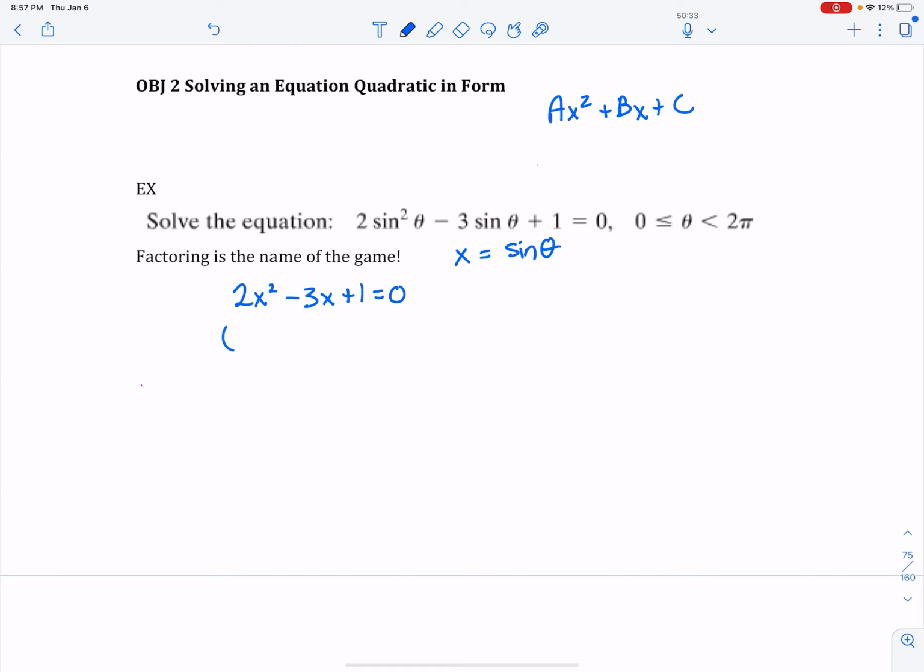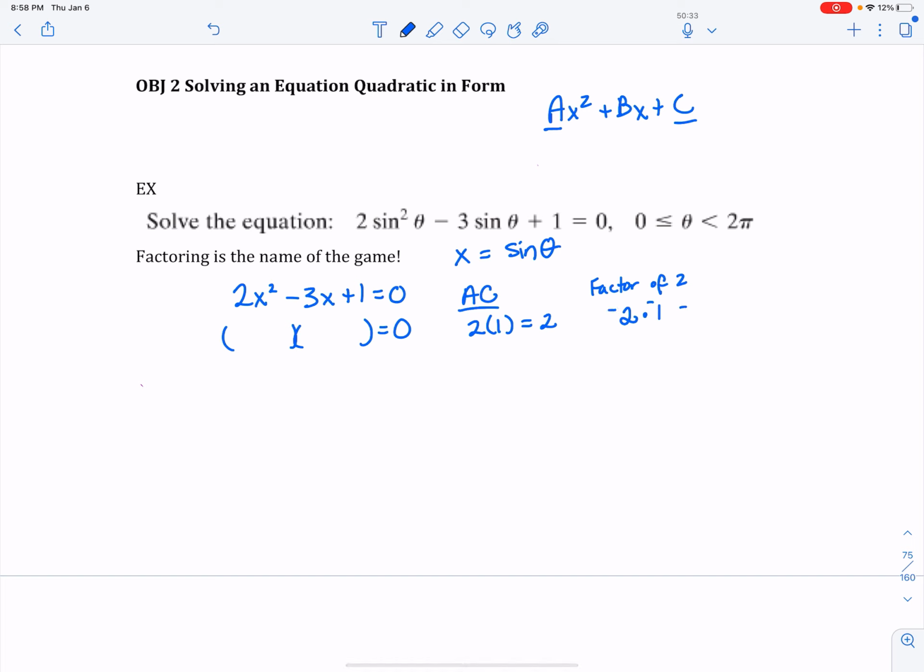At this point, you can use the guess and check method, which I call the brute force method, or you can use the AC method. The AC method says that you take the a value from the general form, which is ax squared plus bx plus c, and multiply them together. So if I do that, I get 2 times 1, which is 2. And now you figure out the factors of 2. The only factors of 2 is 2 times 1. And I'm trying to figure out, when I add these together, do I get 3?